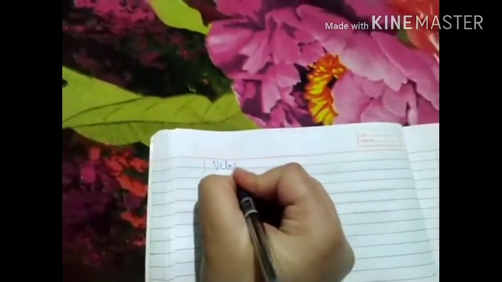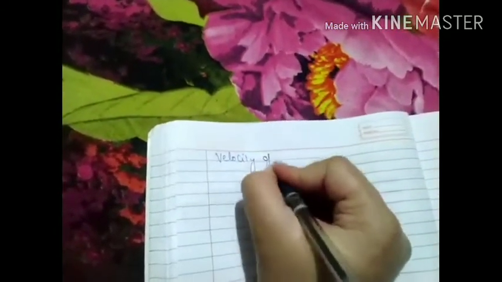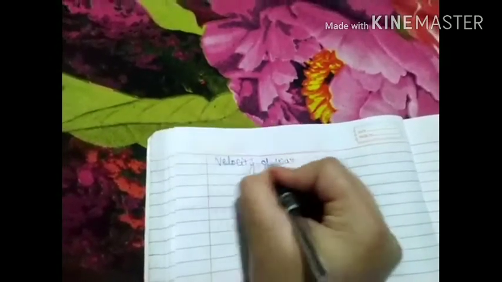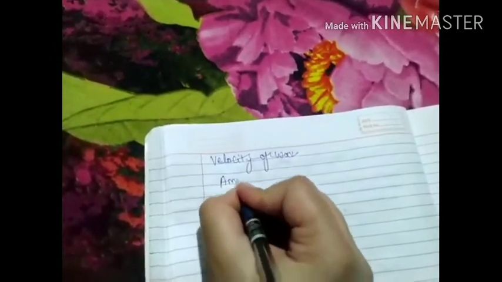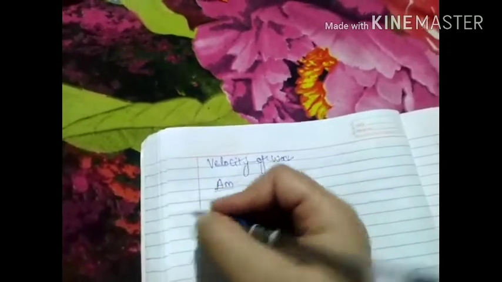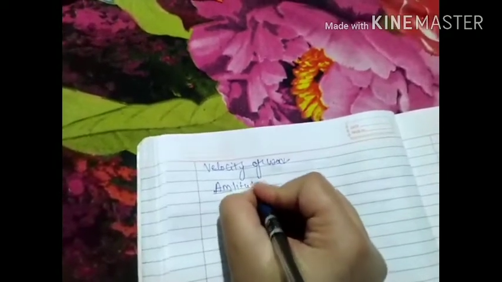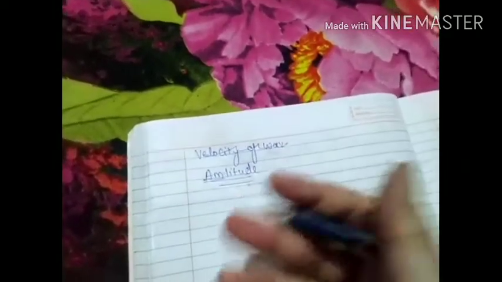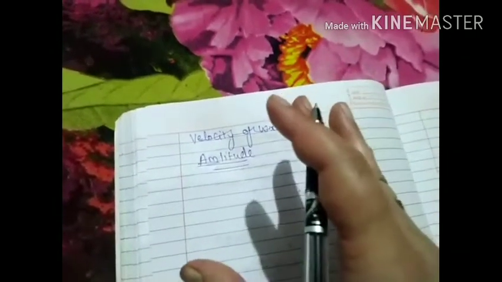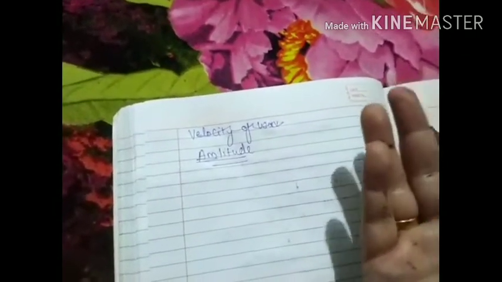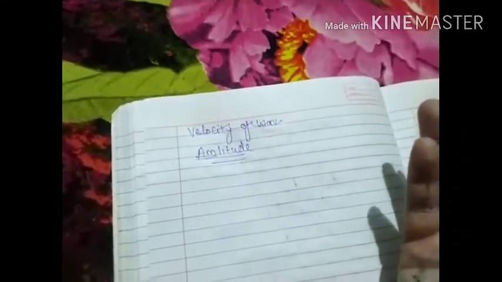Clear? Now we'll move to the next one, and that is velocity of a wave. But before velocity we'll do amplitude first, then afterwards we'll talk about velocity. Amplitude. Clear? So what is amplitude? Amplitude of a wave is nothing but the height of the crest or depth of the trough.